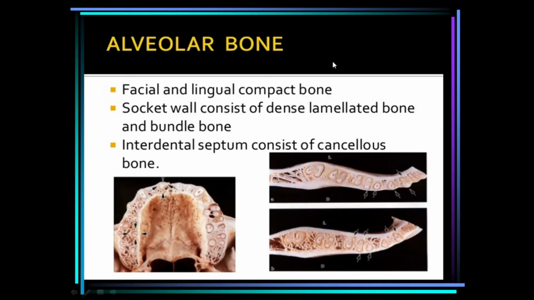The facial and the lingual part of the alveolar bone are compact bone. Moreover, the socket wall is also compact bone, and the radiographic appearance of this compact bone is known as lamina dura. So the radiographic appearance of the socket wall is known as lamina dura. Interdental septum is made up of cancellous bone.